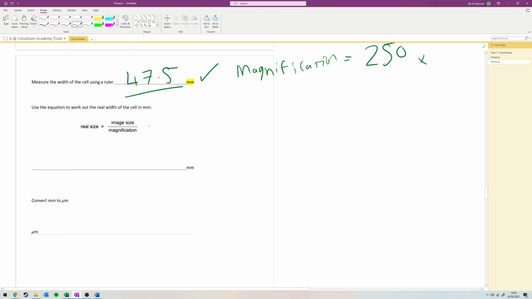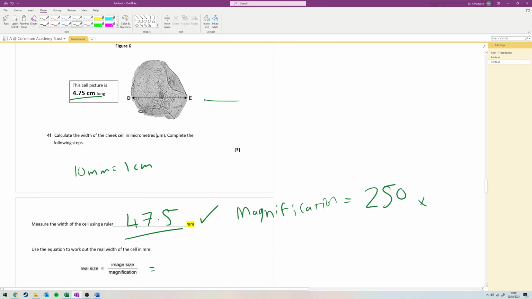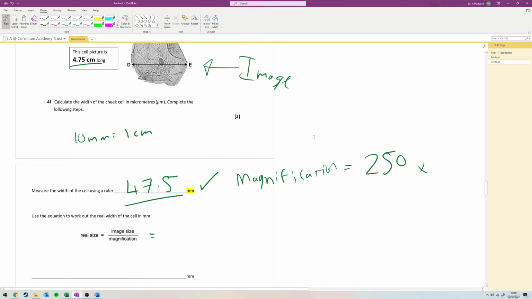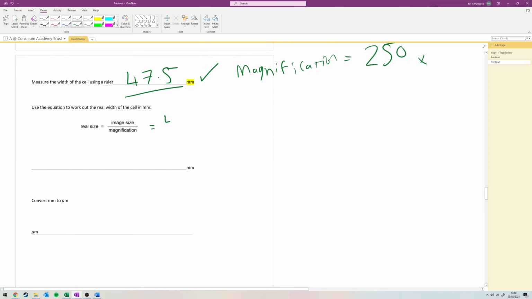Now I'm going to write, so my image size, that is what I just measured. My image is this up here. That's my image. Okay. Well, the image size was 4.75 centimeters or 47.5 millimeters. My magnification, which we were told in the question, was 250. So let me have a look. 47.5 divided by 250 equals 0.19.